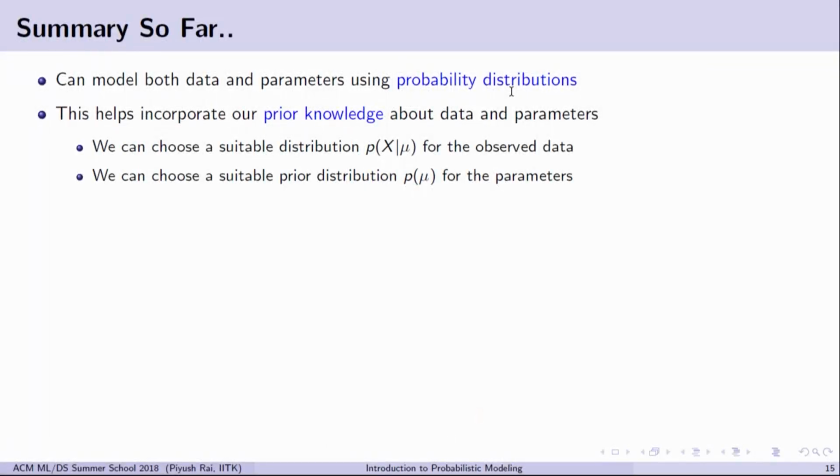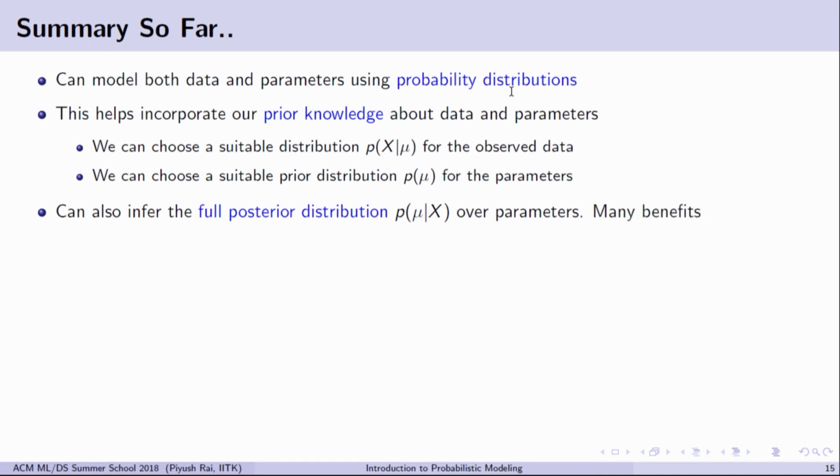So why choose Gaussian? Why not some other distribution, right? If you have some information about what sort of distribution might have generated the data, you can choose that likelihood model, right? Which is why it's very natural in probabilistic models to inject prior knowledge using these probability distributions. So you can choose a suitable likelihood model, p of x given the parameters, and a suitable prior distribution, p of mu, or p of the parameters in general, if you have some prior knowledge about the problem. We have also seen that we can infer the full posterior distribution over the parameters, p of mu given x, okay? Which has many benefits.